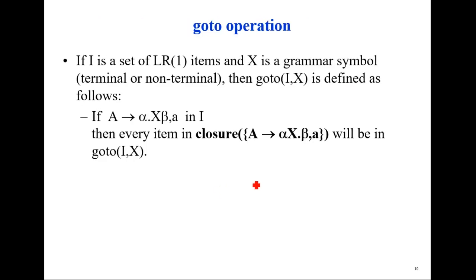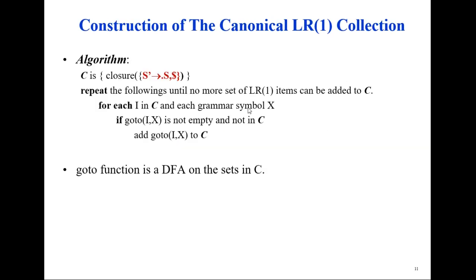The next function is goto function. There are two inputs for this goto function, where I is the LR1 item and X is the symbol for which we are computing goto function. This X symbol is placed after this dot. In the output, the dot operator is moved one step ahead. This dot operator is placed after this dot, and for this new rule we are computing the closure function. So this is the output for this goto function.